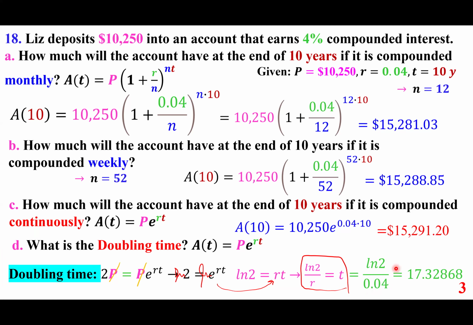For the sake of argument, if we go back here, if the R, the rate is missing and the time is known, you can say R is ln2 divided by t.